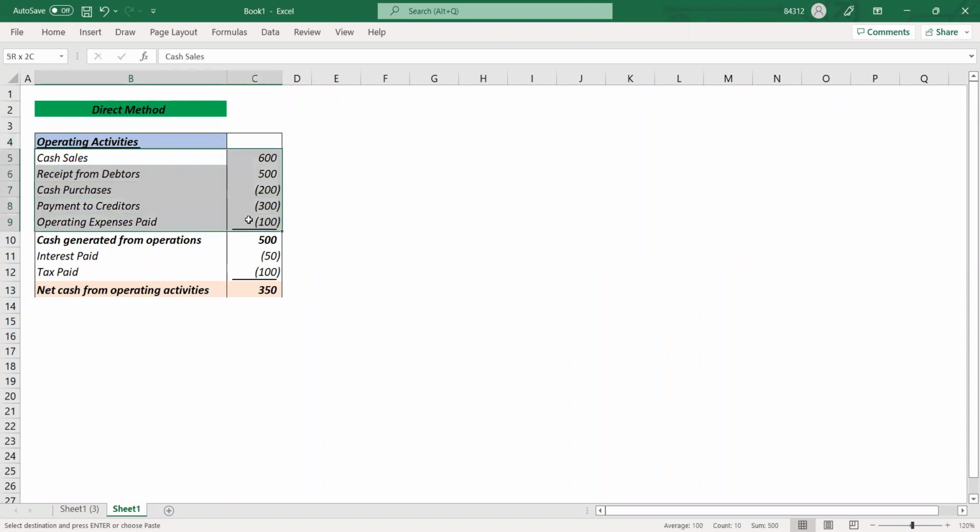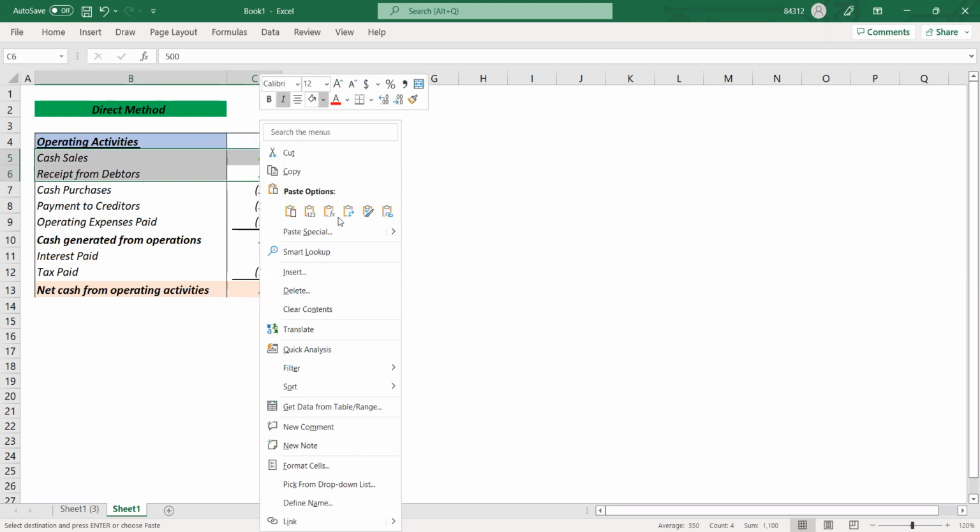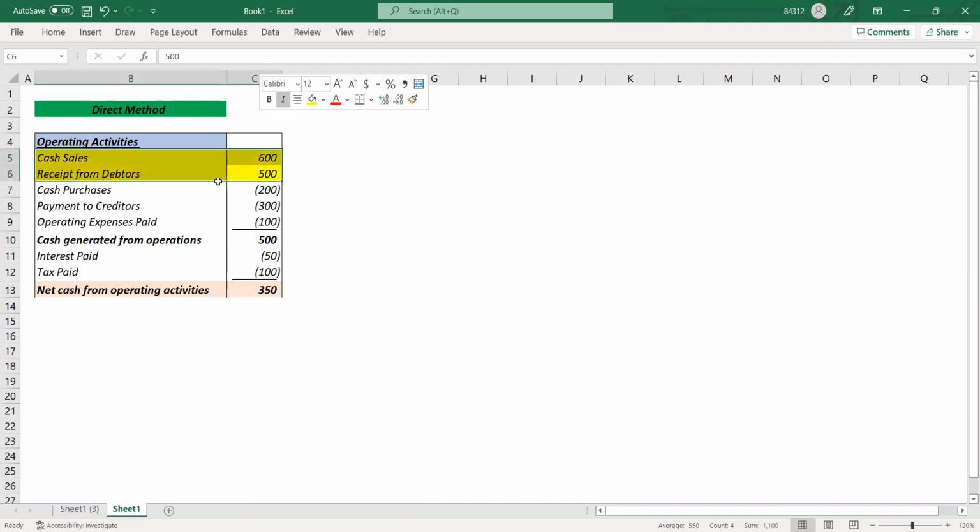So we will prepare the cash flow statement similar to the cash book, right? What are the operating activities? One is cash sales, the other one is received from debtors. So these are the two methods we receive cash: cash sales and received from debtors. Okay, so how do you find these values?